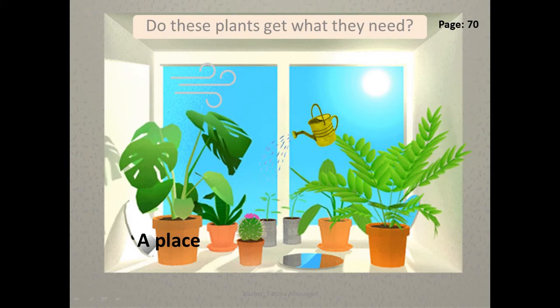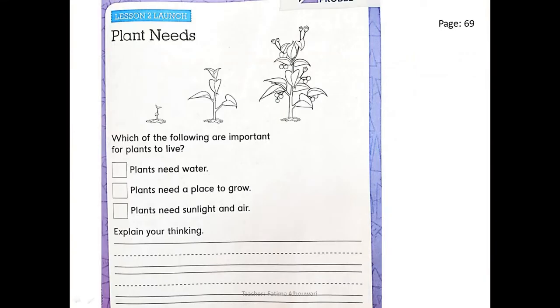Let's see the next page, grade 1. Please, grade 1, open your book, page number 69. Let's see these plants. We have many plants here. This is a young plant. It's very small. And this is an adult plant. It's very large and has many fruits. And this one in between is not very young. It's not very large.